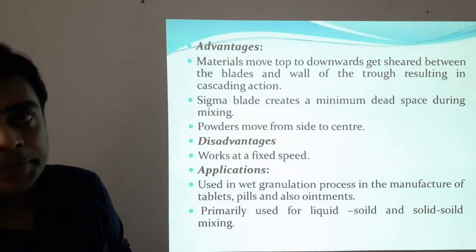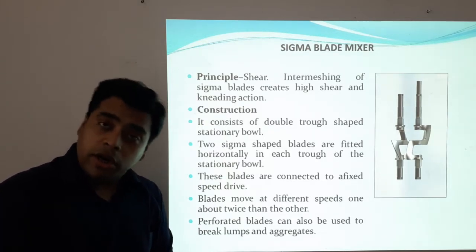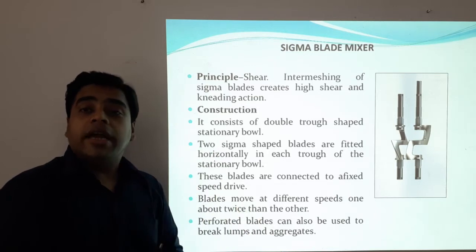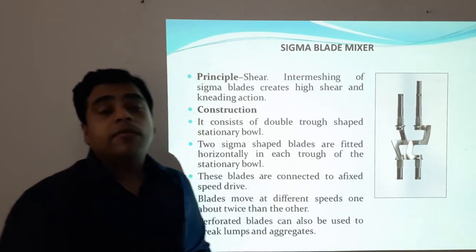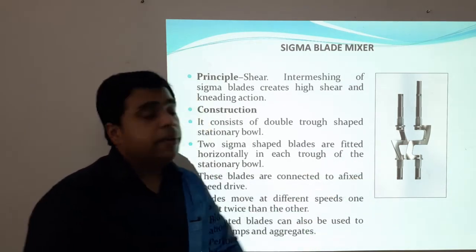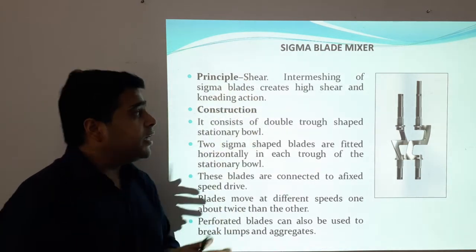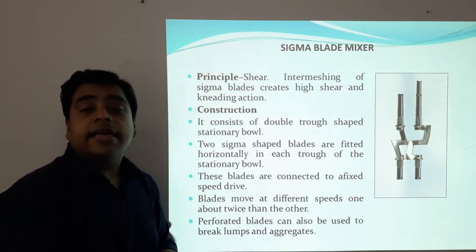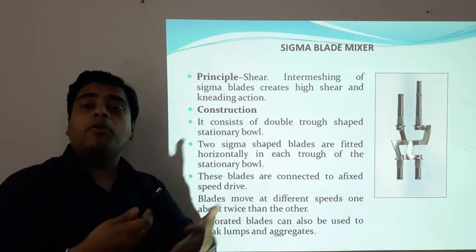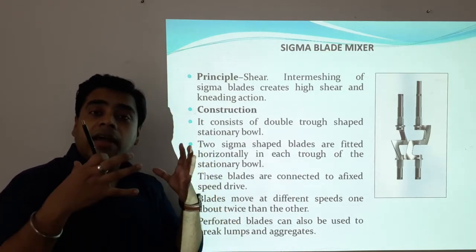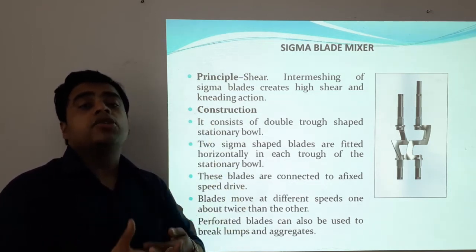Next, sigma blade mixer, another quite important category of solid mixers where we can do high shear. It is only a different type of machine, the only difference being the shape of the blade. The blades are shaped like an S or sigma. So what is the principle? The principle is definitely shear. Intermeshing of sigma blades creates high shear and kneading action. Just like when we have large powders, and we can have liquid slurry also, they constantly create high shear, so mixing is quite appropriate.